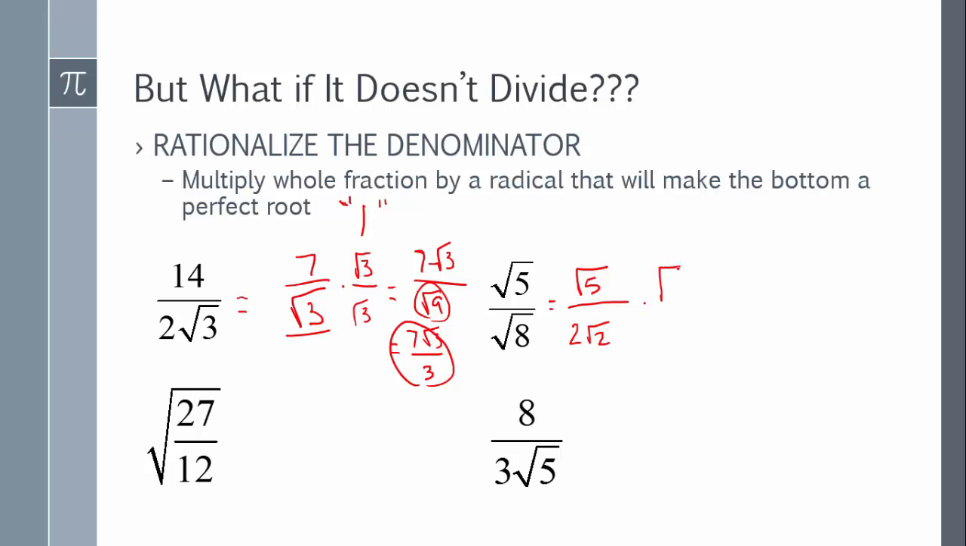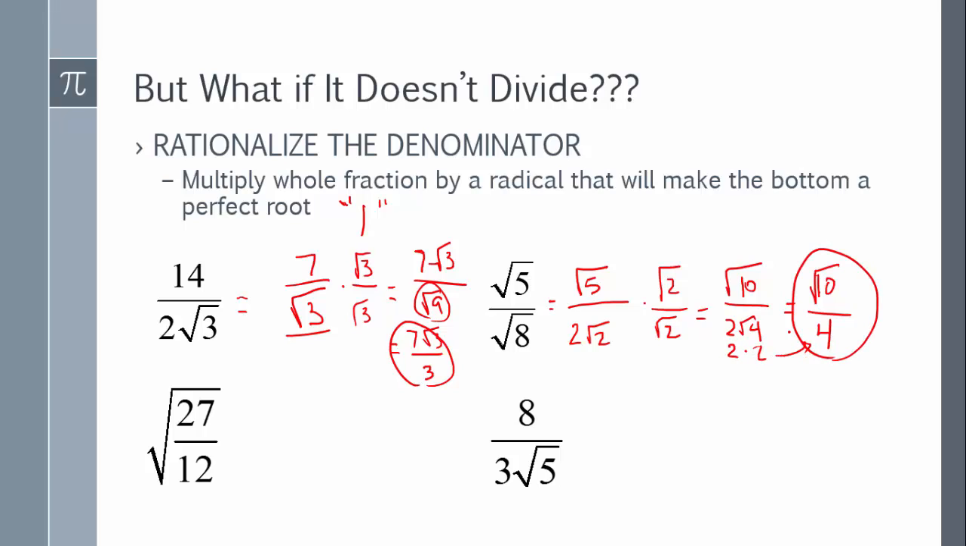So to get rid of the square root 2, I multiply the whole fraction by root 2 over root 2. That gets me root 10 over 2 root 4, which now gets me root 10 over 4, because I have 2 times the square root of 4, which is 2, so that's where the 4 comes from. Root 10 over 4. All right, let's try the next one.